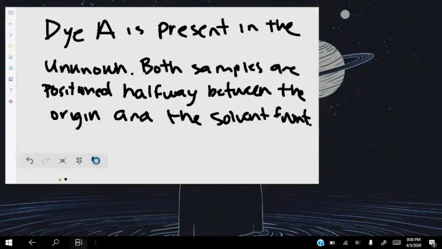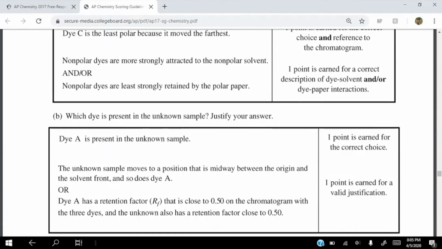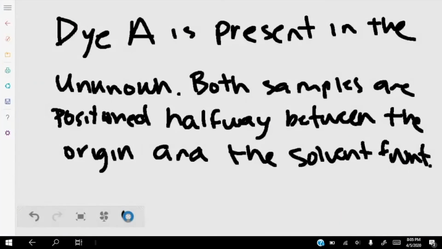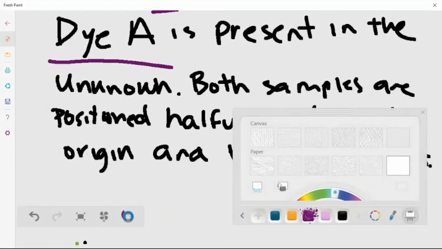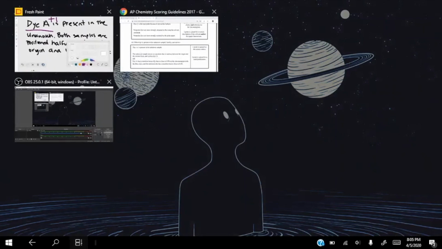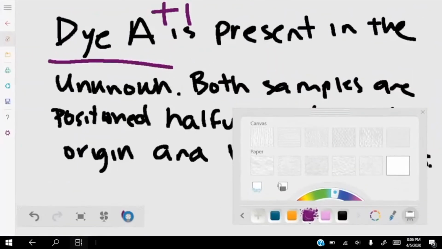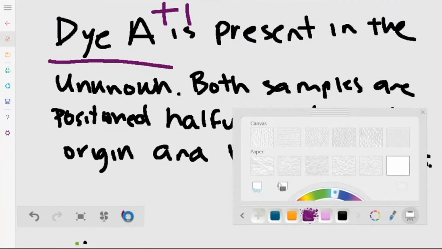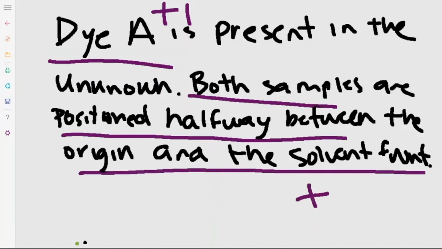So let's check the answer key. It says dye A is present in the unknown sample. We'd get 1 point for the correct choice. Okay, plus 1. And then you get another point for valid justification, which is either the unknown sample moves to a position that is midway between the origin and the solvent front, and so does dye A, which is basically what I said, positioned halfway between origin and solvent front. That is another point.